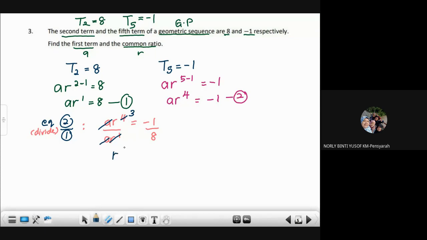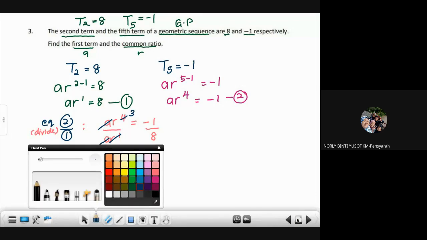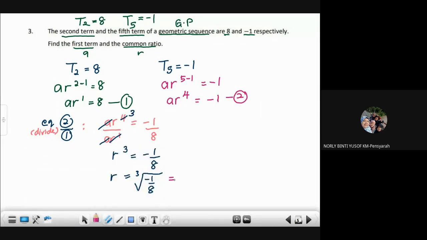So you akan dapat R power of 3 equals to negative 1 over 8. So cube jadi pindah kanan jadi cube root lah ataupun punca kuasa 3. So punca kuasa 3 negatif 1/8. Okay, you press calculator. You will get R equals negative 1 over 2.